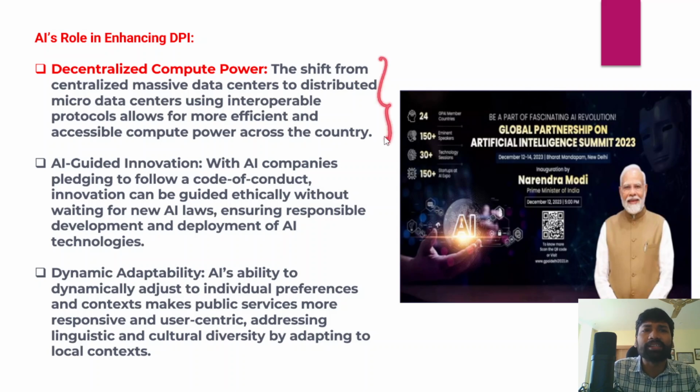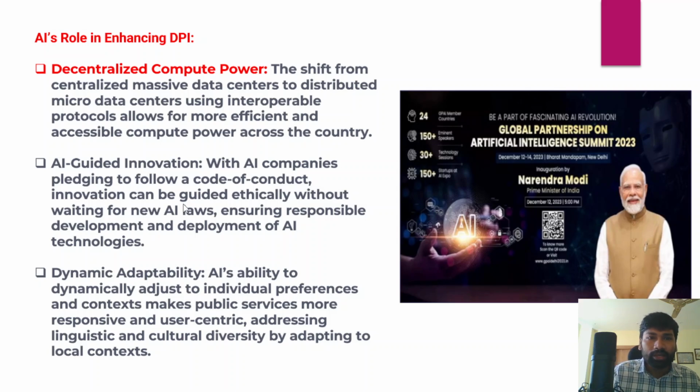Now, when we have made computer power decentralized, that will be very significant with respect to further enhancing the access and efficiency of computer power across the country. After that, artificial intelligence guided innovation is also very important for further enhancing the digital public infrastructure, because now there are a lot of potential players in artificial intelligence as a technology, and these potential players have been guaranteeing to follow a code of conduct, right? Every organization has its own code of conduct, and these artificial intelligence companies are also guaranteeing their own code of conduct, and innovation can be guided ethically. Their ultimate motive in developing artificial intelligence technologies is to follow a code of conduct, and the technologies must comply with ethical conduct.